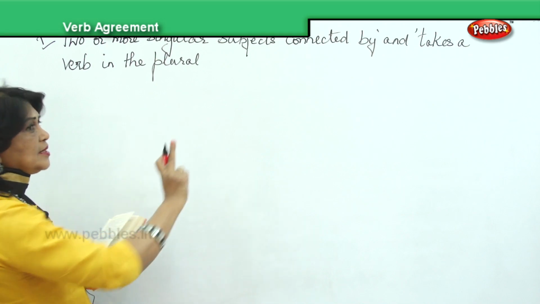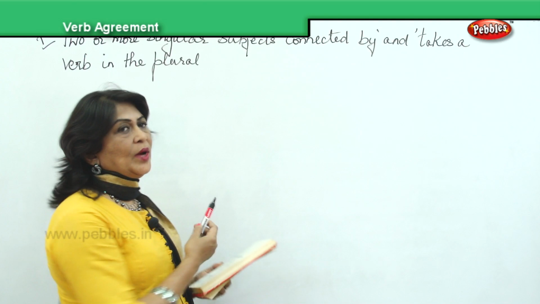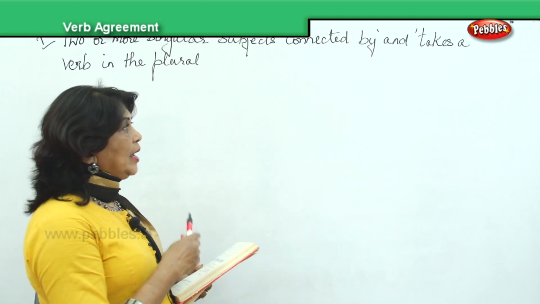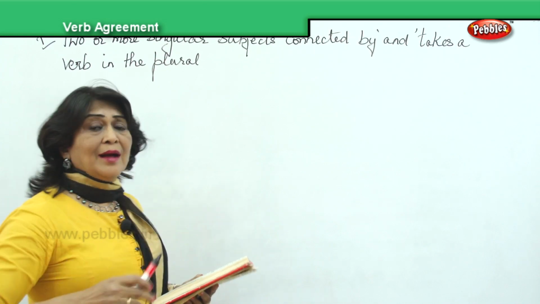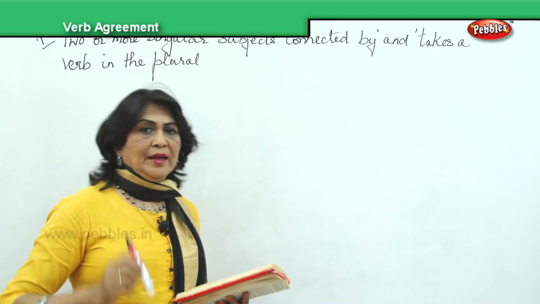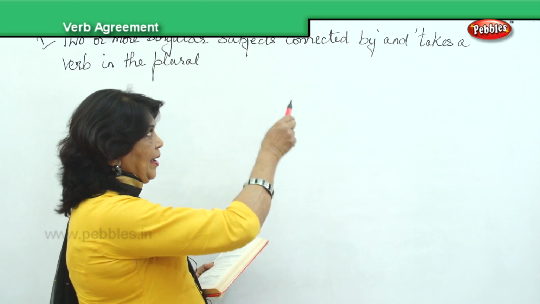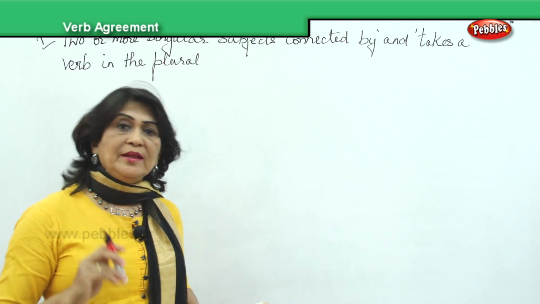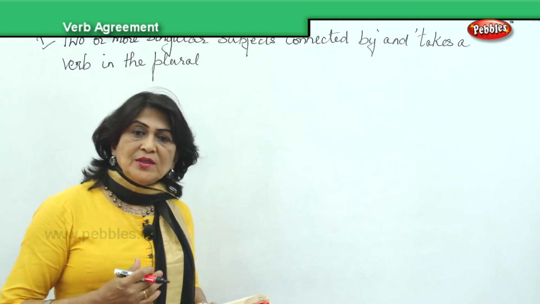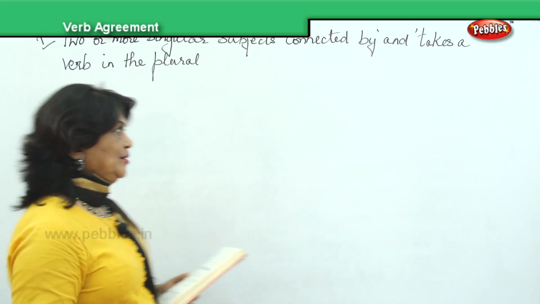If there is only one subject, for example, the board is white, now we use is there. If the board and the chalk are white, if the board and the pen are white, so when two subjects are connected by and, we use the verb in the plural. So I am going to teach you some rules and give you some examples, and towards the end I will give you a test as usual.